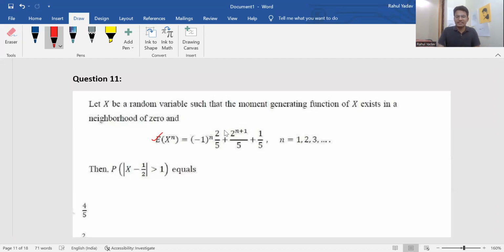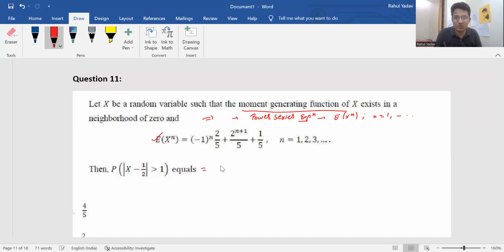I can see some sort of pattern in this situation, so I will make use of it. The random variable has an MGF that exists in the neighborhood of 0. That means the MGF will be in the form of a power series expansion, with terms involving the expectation of X raised to the power n, where n goes from 1 and so on, as given. That's the first observation, and I am going to make use of it. Then I have to calculate this probability.